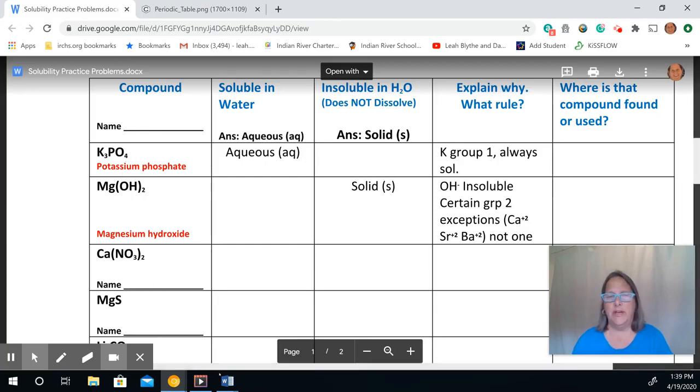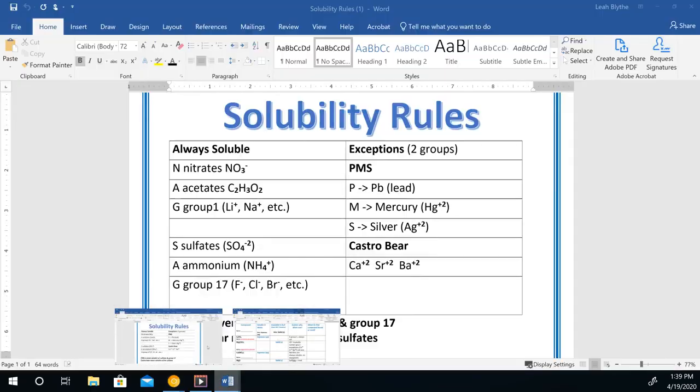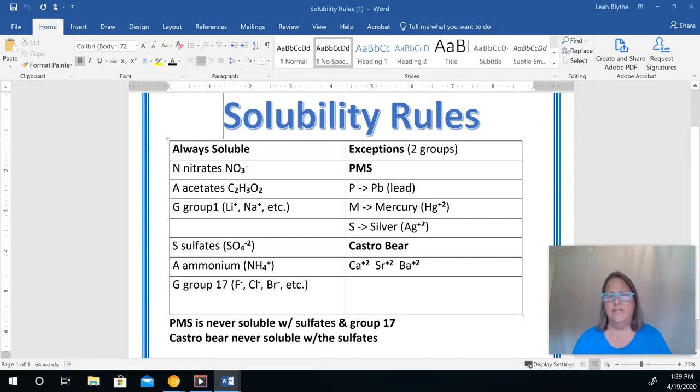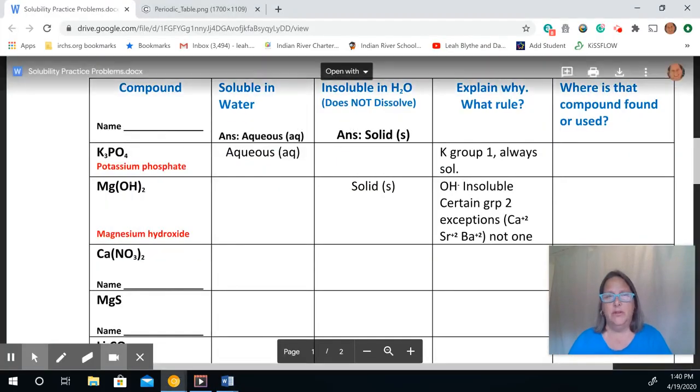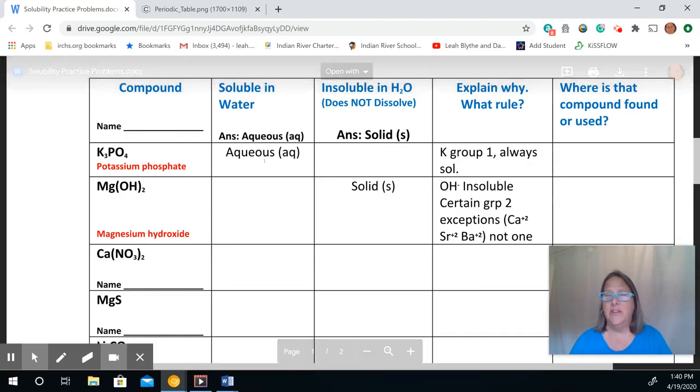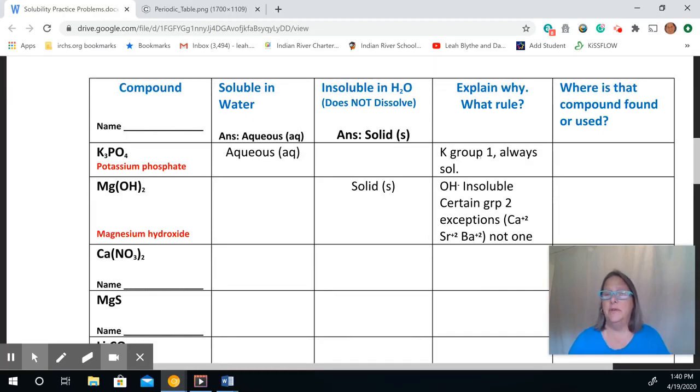Phosphate, we would have to look at our solubility rules. We don't see phosphate mentioned, but we do know on the left side under NAG for group 1, any element in group 1 that appears within that combination is soluble. So potassium phosphate is soluble because potassium is in group 1, and so it's always soluble. Then all you have to do is Google, where do you find potassium sulfate?